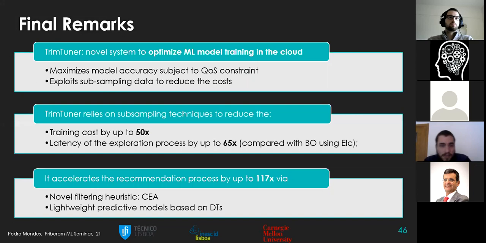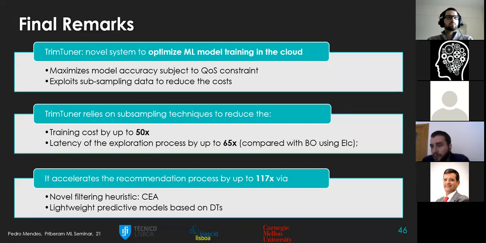So at last, I'd like to point out some final remarks. I presented TrimTuner, a system that optimizes the training of machine learning models in the cloud. It tries to maximize the model accuracy subject to quality of service constraints, and it exploits subsampling techniques in order to reduce the costs. And as we saw, TrimTuner reduces the optimization cost by up to 50 times and speeds up the exploration process by 65 times when compared with a simple Bayesian optimization using constraint expected improvement that does not exploit subsampling.